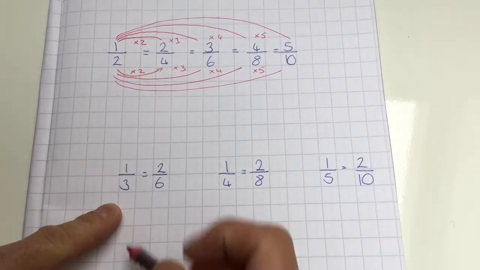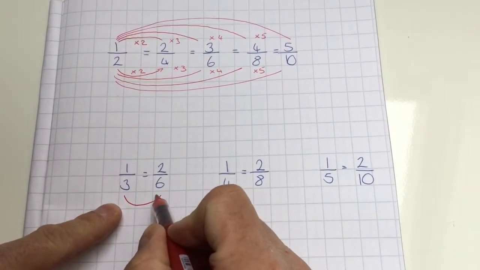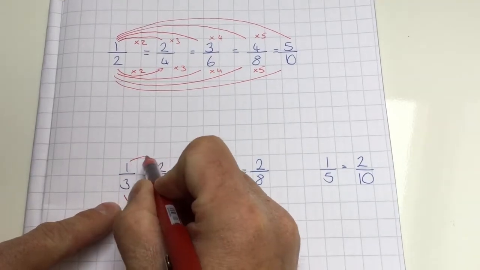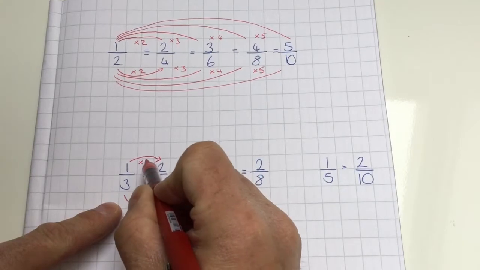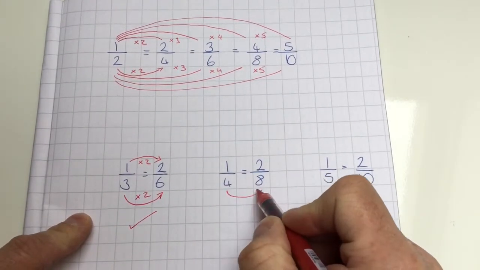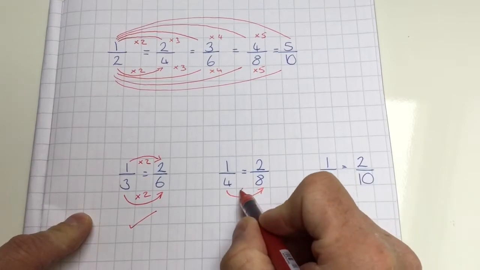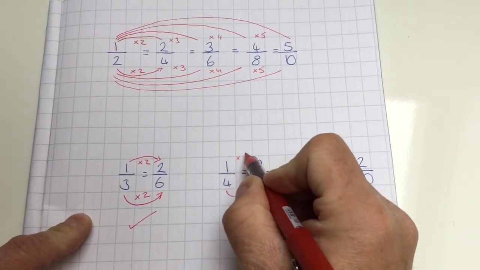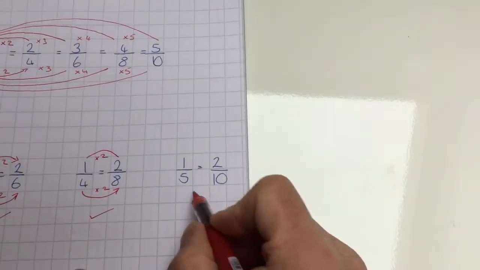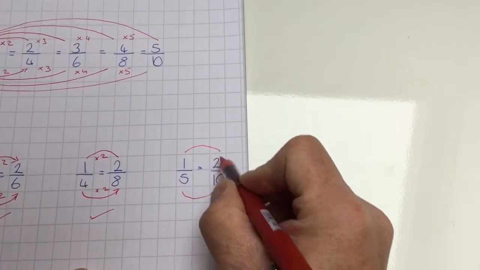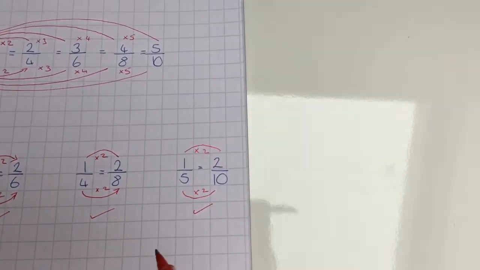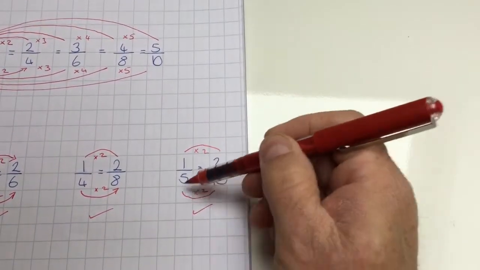Are these equivalent? What did I do to the bottom to get to the other side? I multiplied by 2. What did I do here? You got it. I multiplied by 2. This is equivalent. Over here, I multiplied by 2, and I multiplied by 2. This is also equivalent. Over here, what did I do? Again, I multiplied by 2, and again, I multiplied by 2. This is also equivalent because the relationship between the numbers is the same.